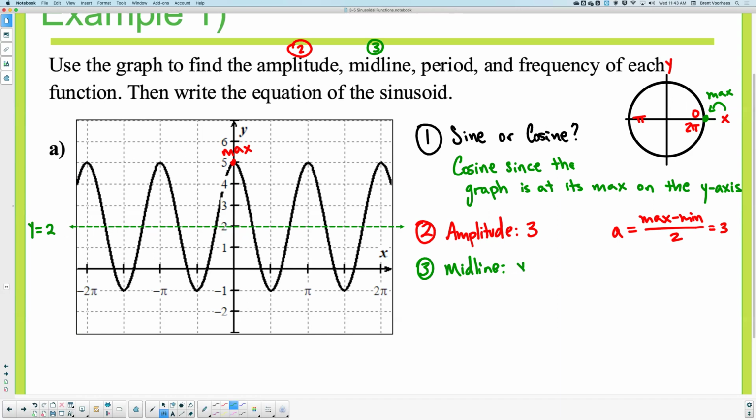So on midline, be very careful. When you go to your Delta Math, you're going to have to put y equals. If you don't put y equals, that's going to count it wrong. Y equals 2. For the equation, when we write our equation later, this will be the value d. You would say d equals 2. That's going to be the equation that we write with. All right? Number 4, we're going to find the period.